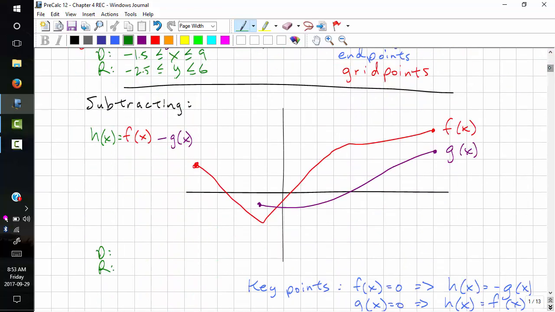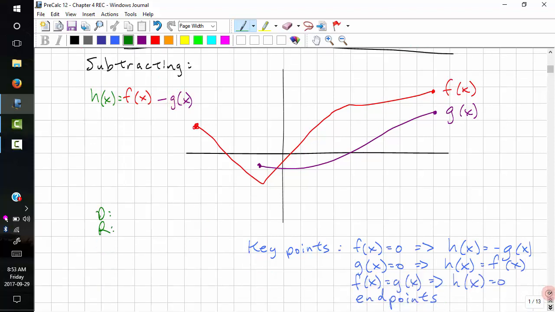Let's look at subtracting. So h of x is going to be f of x minus g of x. It doesn't necessarily have to be these letters, but it'll be in this format. And we have the same f and g. So again, our domain is going to be negative 1.5 less than or equal to x, less than or equal to 9. Again, it's the most restrictive domain. So we're going from here to here.